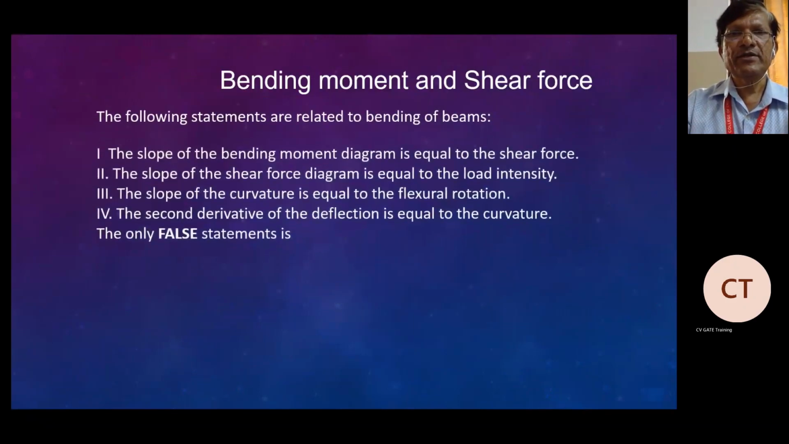The statement looks like this one. You should know the following statements are related to the bending of beams. The slope of the bending moment diagram is equal to the shear force. That is the correct one. We'll see which is the false statement, they're asking for the false statement. The slope of the shear force diagram is equal to the load intensity. That is also correct. The slope of the curvature is equal to the flexure rotation.